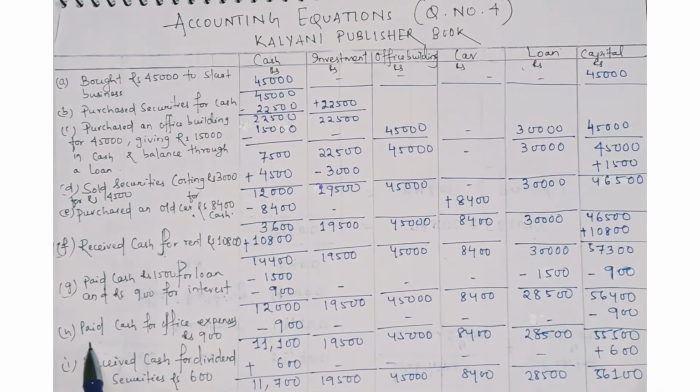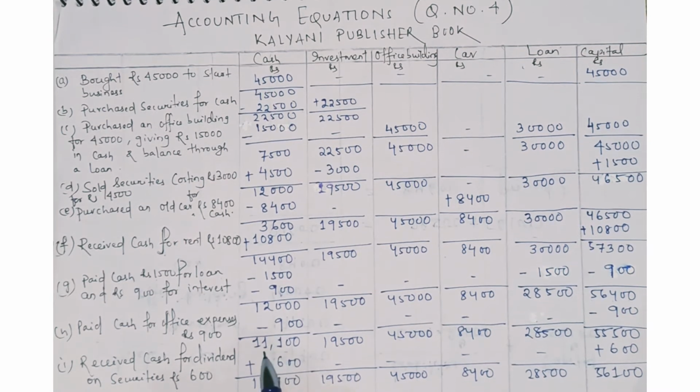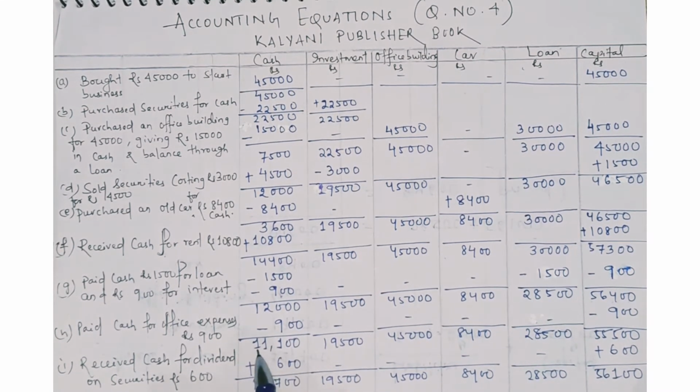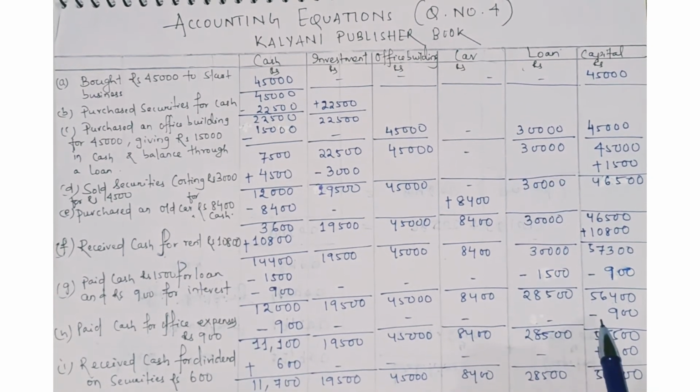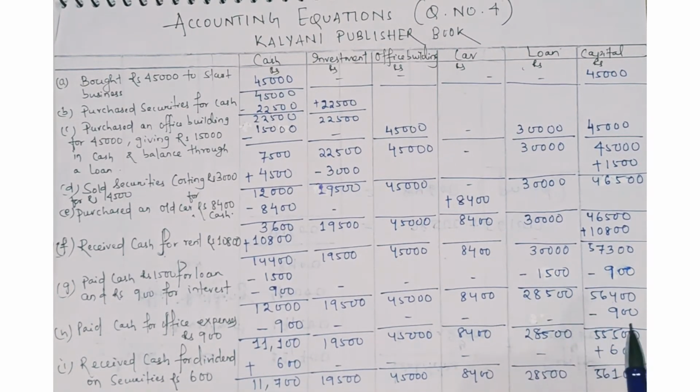Okay. Now our next transaction is paid cash for office expenses rupees 900. Means here we have made cash payment of rupees 900 for some office expenses. So cash of rupees 900 goes out of the business. So cash is reduced by rupees 900 and it becomes 11,100. And it will show also its effect in the capital because expenses reduce the profit and hence capital also gets reduced. So it becomes 55,500 after deduction of rupees 900 from the capital.